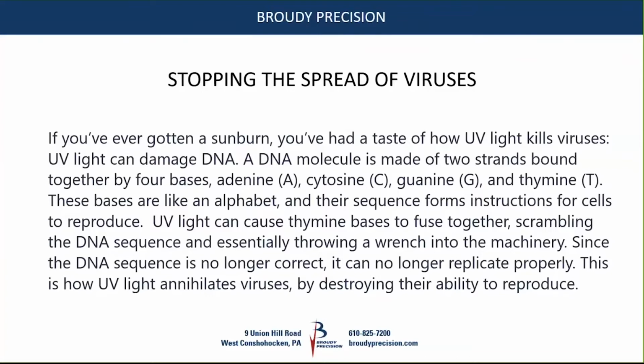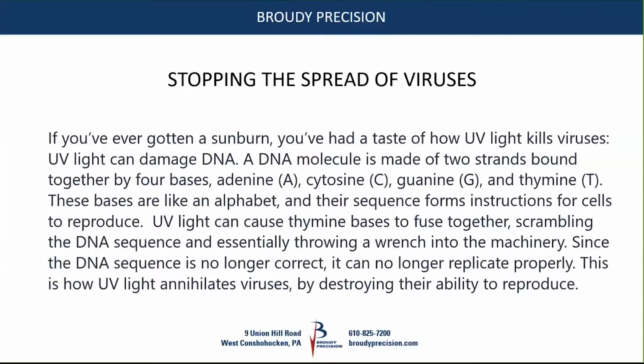DNA molecules are made up of two strands bound together by four bases. And forgive my pronunciation here: adenine, cytosine, guanine, and thymine. These bases are acting like an alphabet for the DNA sequence and instructions for the cells to reproduce. Okay, so what does that mean? The UV causes the thymine bases to fuse together. It scrambles the DNA sequence and essentially messes up the reproductive instructions at the DNA level.